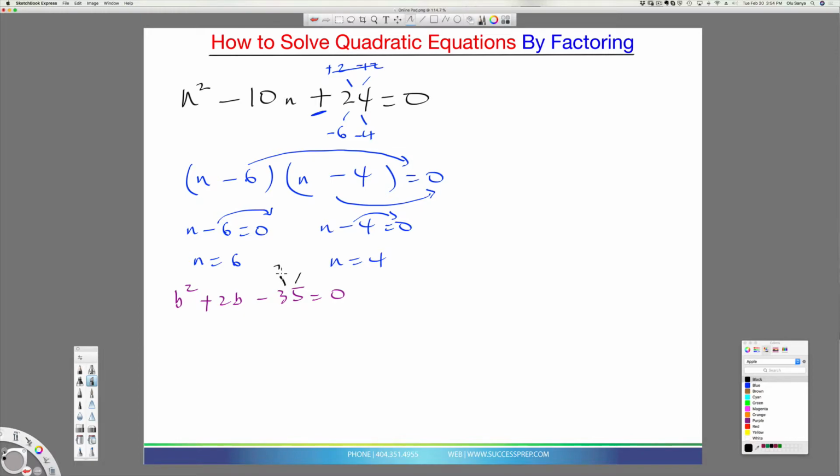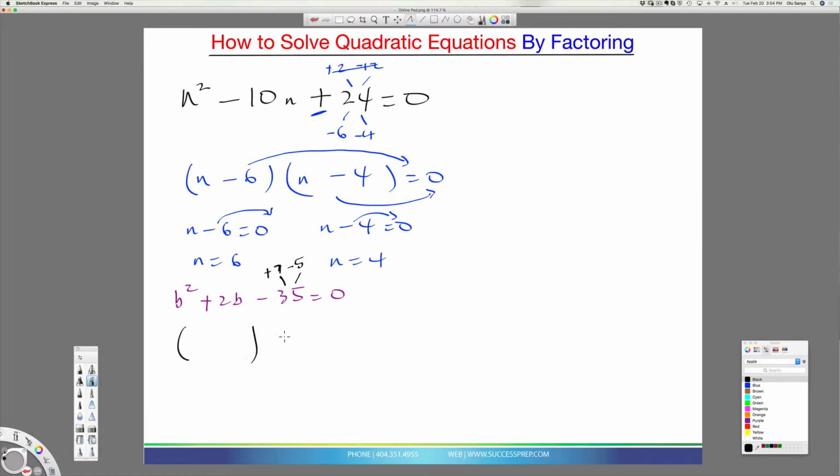So it's really going to be 7 and 5. If you look at 7 and 5, can you get a 2 out of that? Absolutely. But you want a plus 2. So you want the sign here to be a positive 7 and a negative 5. Now, if you look at the sign in front of this 35, it is negative, which tells me that these signs need to be different. And they are. It's the only way you can get a plus 2 anyway.